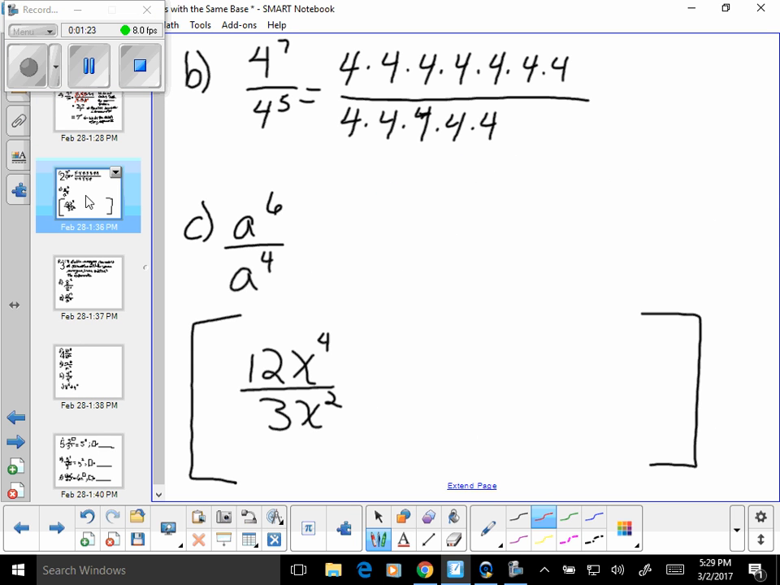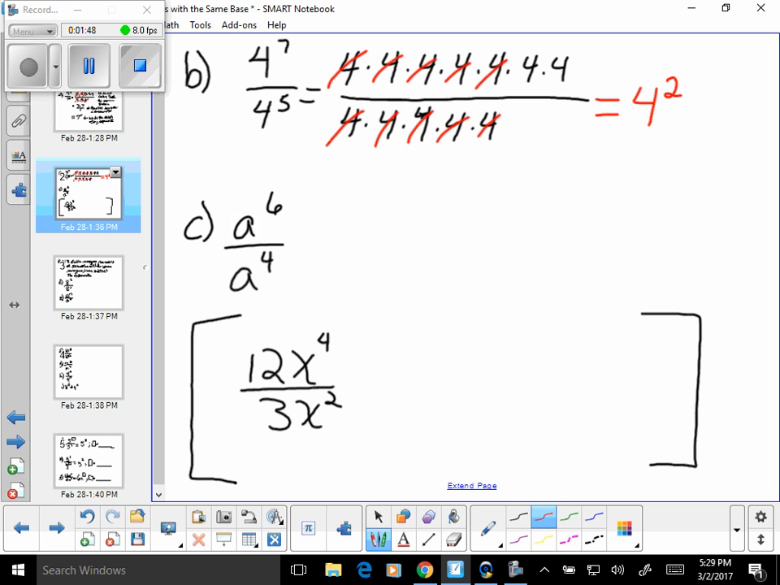Let's look at example B. Here we have 4 to the 7th divided by 4 to the 5th. Now, this 4 is going to cancel here, this one here, this one, that one, and another one, and another one. So, what is left? Yes, 4 to the 2nd power.